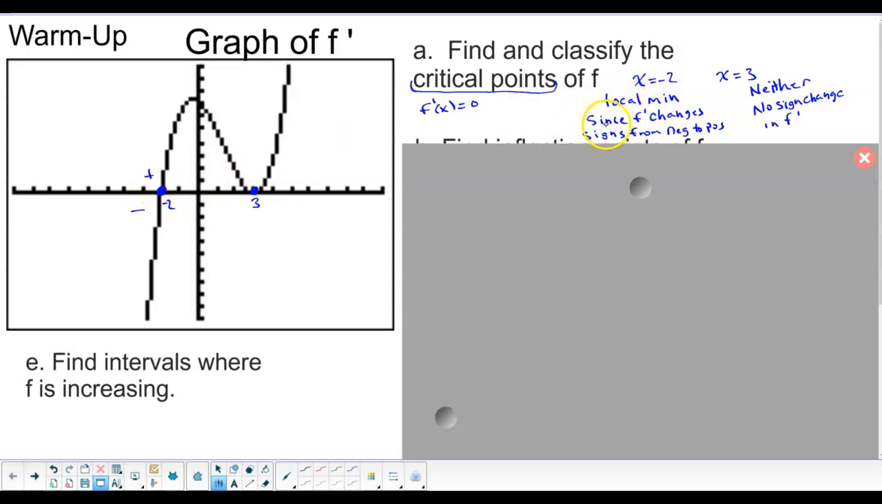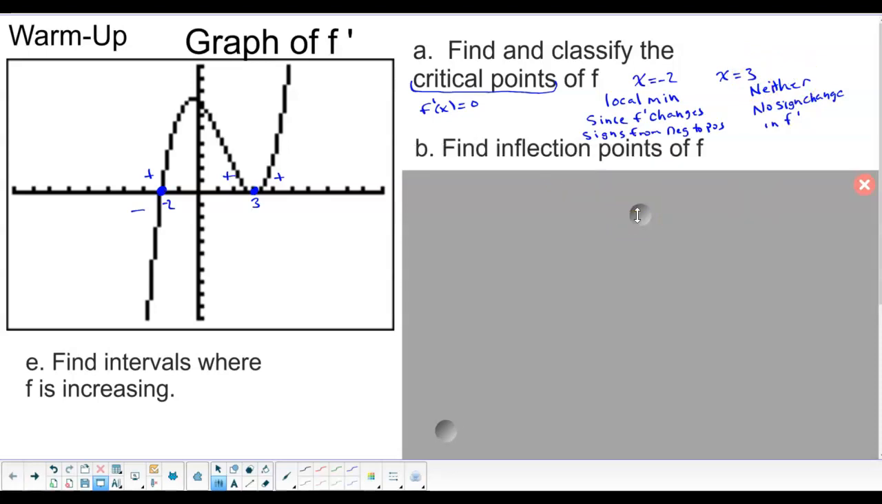And then my justification is, since f prime changes signs from negative to positive, that's why there's a local minimum at -2. Now at 3, my derivative is above the x-axis, and then it hits 0, and then it stays above the x-axis. So we have no sign change in f prime, which means there's neither a max nor a min.